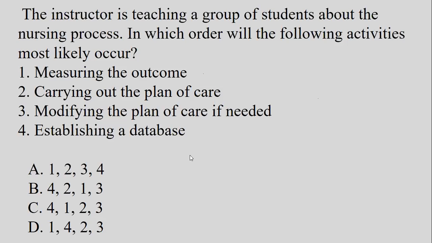4, establishing a database, you guys are saying, and then measuring the outcome, and then carrying out the plan, and then modifying it if needed. Is that what you're saying? No, measurable shouldn't be. B. 4, 2, 1, 3. Yeah, it's B. So you guys want B. 4, establish the database, carry out the plan, measure the outcome, modify if necessary. Yes. Okay, B, 4, 2, 1, 3, good.